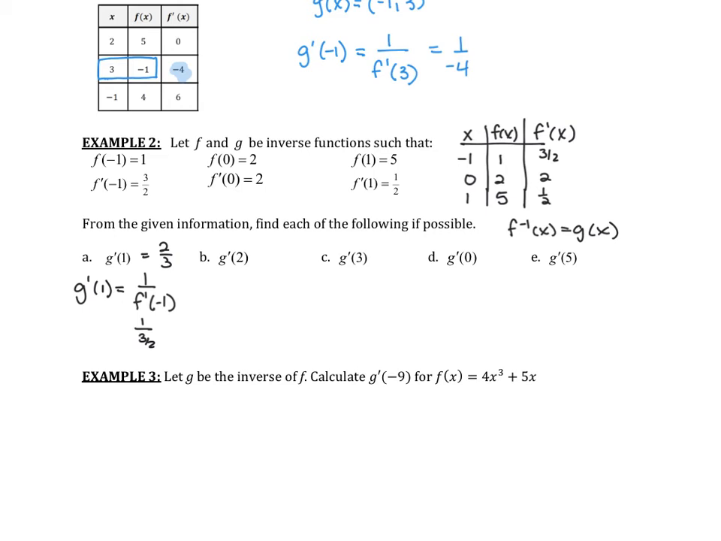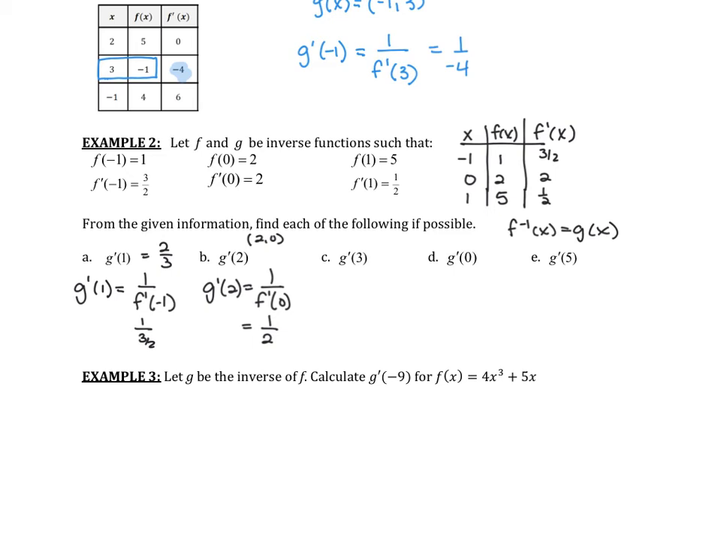So hit pause and try B. See if you can get it. Okay, hopefully looking at this one, you can mimic what we did in A. G prime of 2. When we're talking about the inverse, the point I have in f is 0, 2, so that means the point in g is 2, 0. So g prime of 2 is 1 over f prime of 0. And f prime of 0 is 2, so my answer would be 1/2.